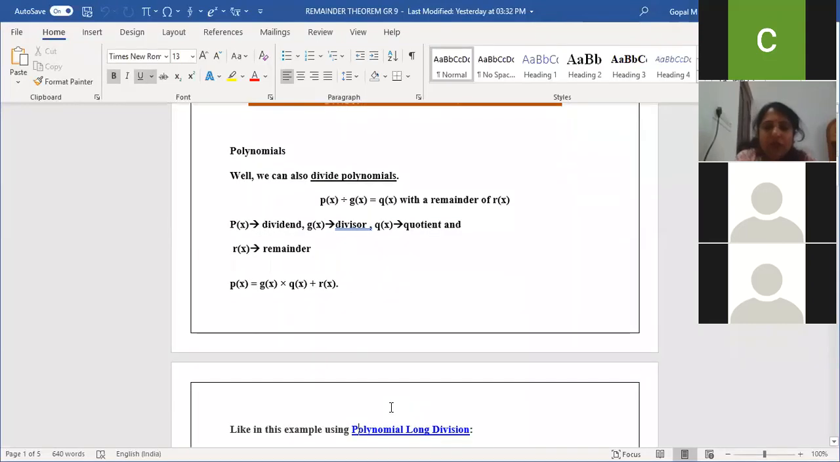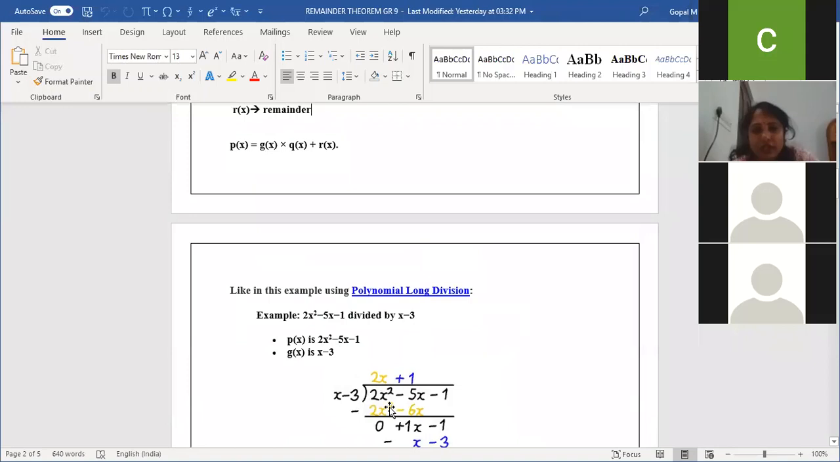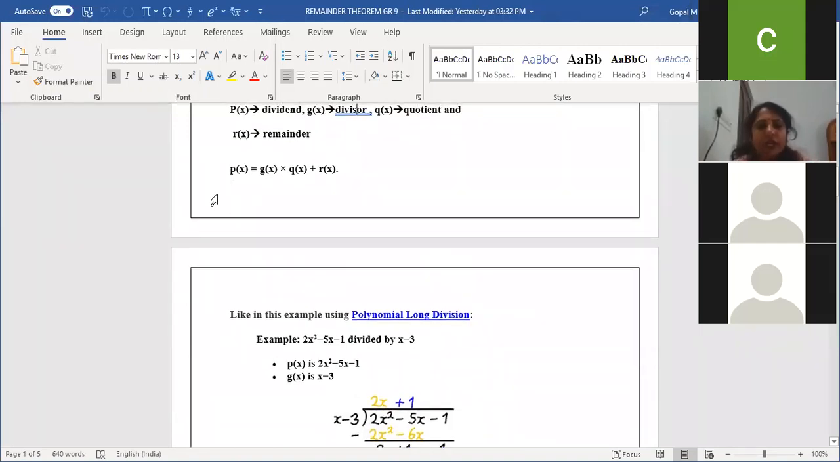Okay, let us continue with an example. No, this is a rule I taught: dividend is equal to divisor into quotient plus remainder. Now I'll go with some example, the same type as what we learned last year.